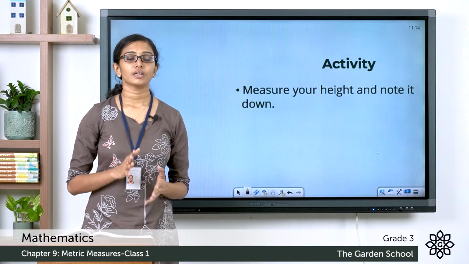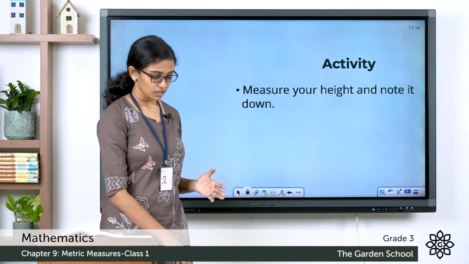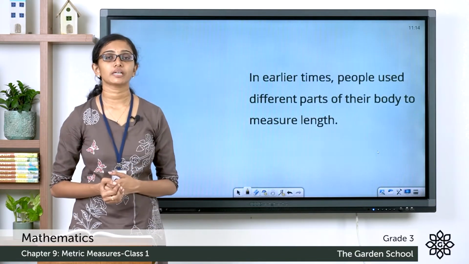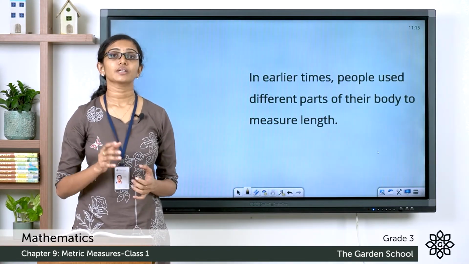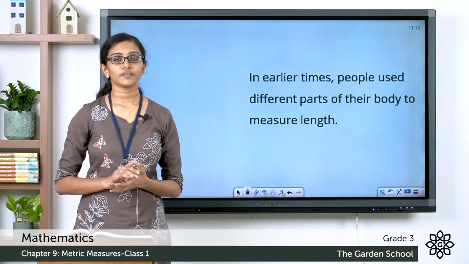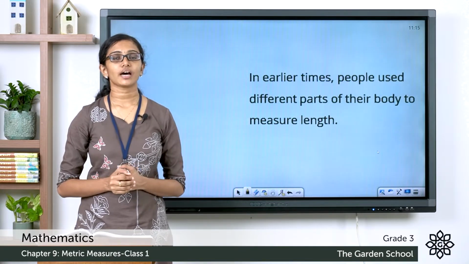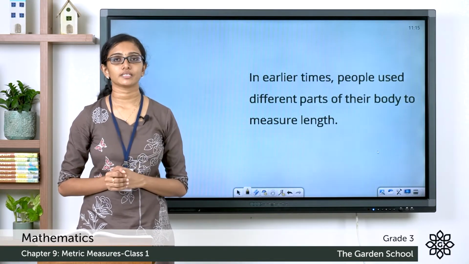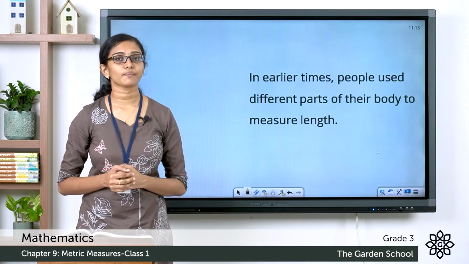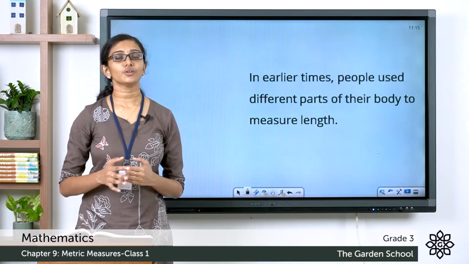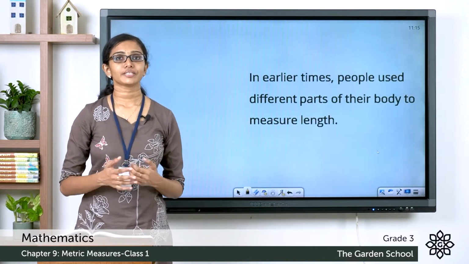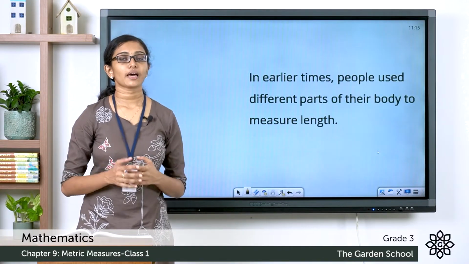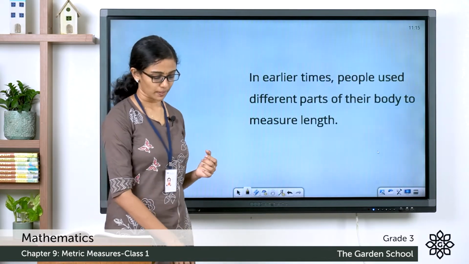Similarly, in earlier times, people used to take measurements using different parts of their body. They would use their hand, their feet, and such kind to take different measurements. They would use a hand span, a cubit, or foot span to measure different lengths. Now let's see what is a hand span, cubit, and foot span.